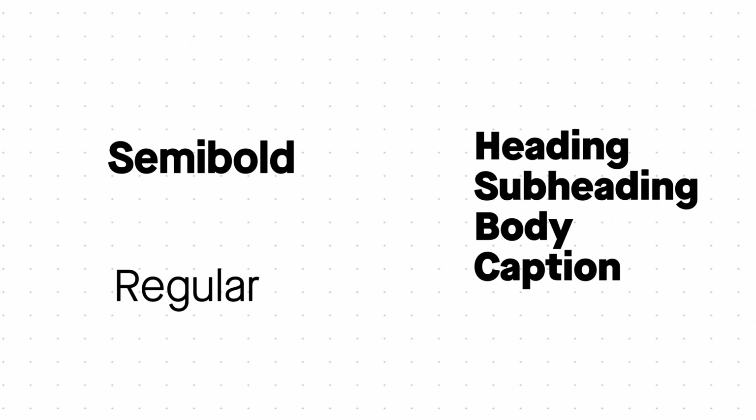For font weights, ideally we just want a semi-bold for headings and regular for paragraphs. For font sizes, maybe 4 to start with: heading, subheading, body, and caption.